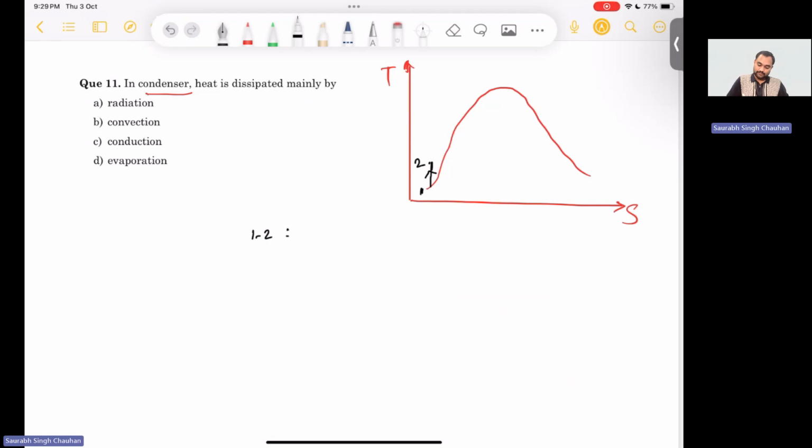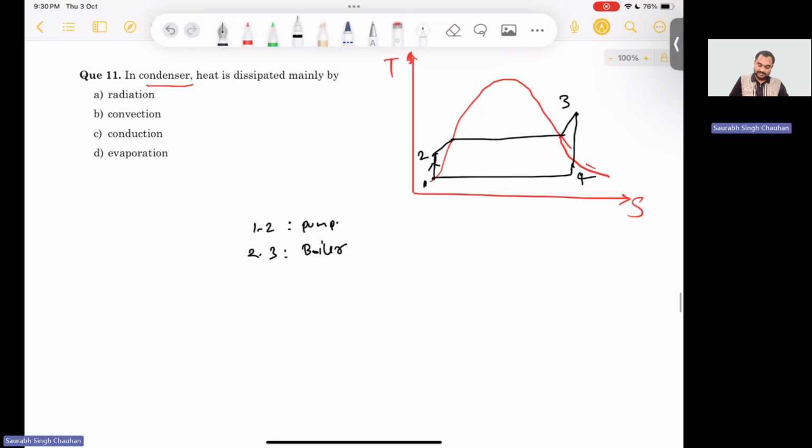And in the boiler, heat is added at constant pressure, and 3 to 4, there is isentropic expansion in the turbine, and 4 to 1 there is heat rejection in the condenser. So heat is dissipated in the condenser.